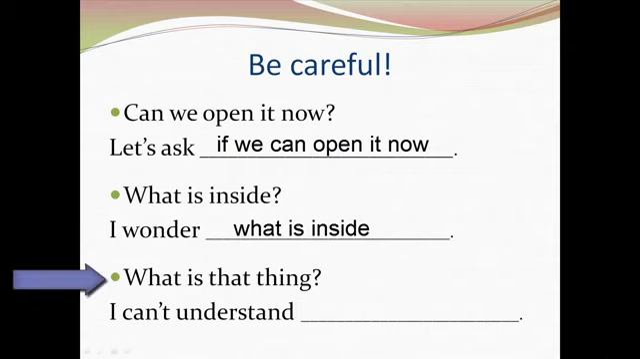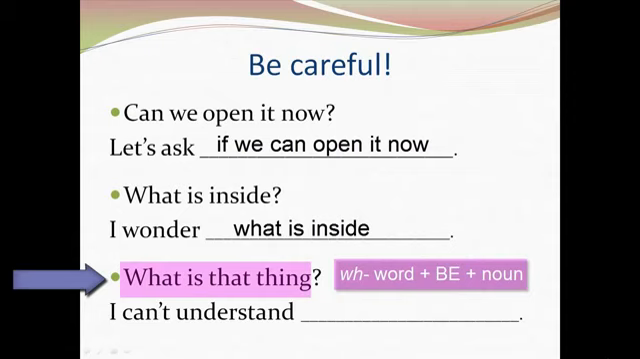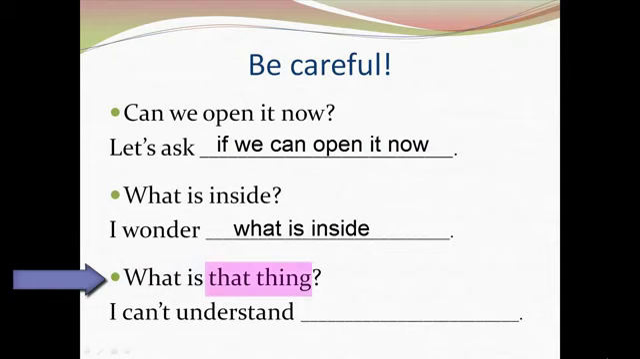Also, be careful when you have a question word, a form of be, and a noun or noun phrase. For example, what is that thing? That thing is our subject, so we're going to place that before our form of be. What that thing is. That's the order we need. So our complete statement now is, I can't understand what that thing is. The noun phrase comes before is.